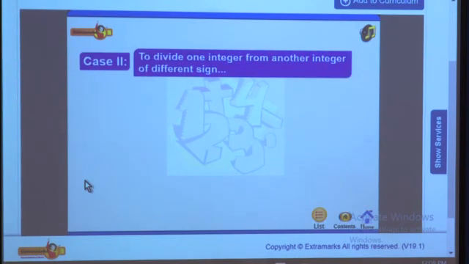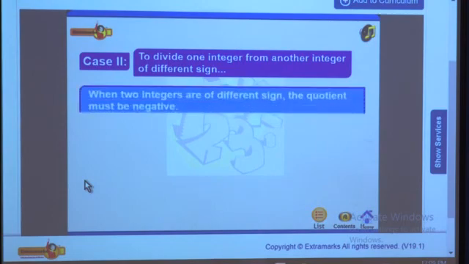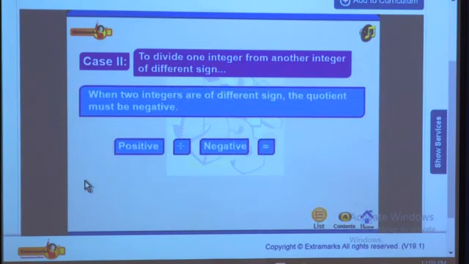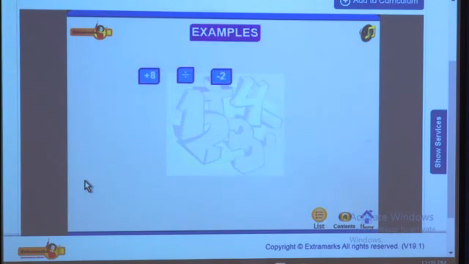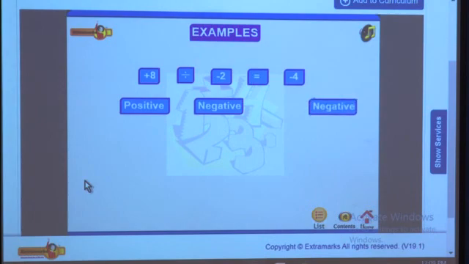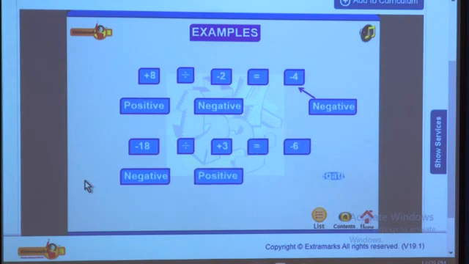Let us now see the division of one integer by another integer of different sign. When 2 integers are of different sign, the quotient must be negative. Let us have some examples here. Positive 8 is divided by negative 2. We get negative 4. Similarly, on dividing negative 18 by positive 3, we get negative 6.